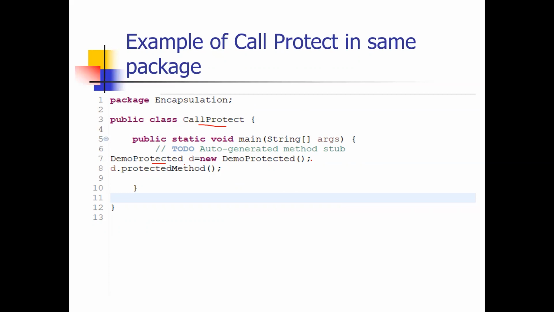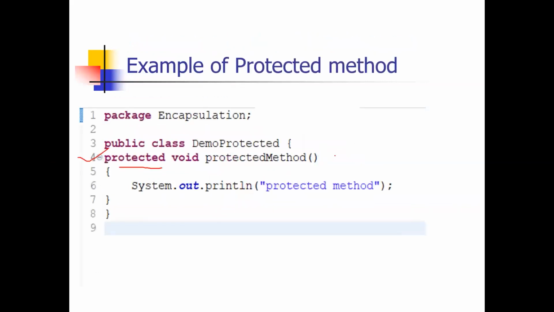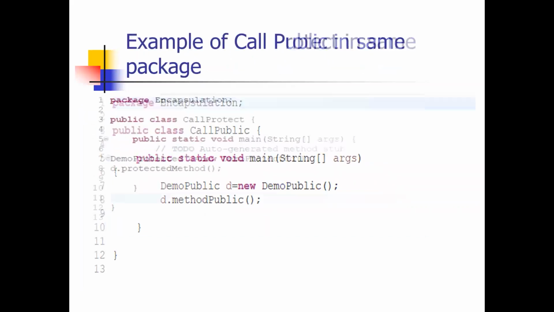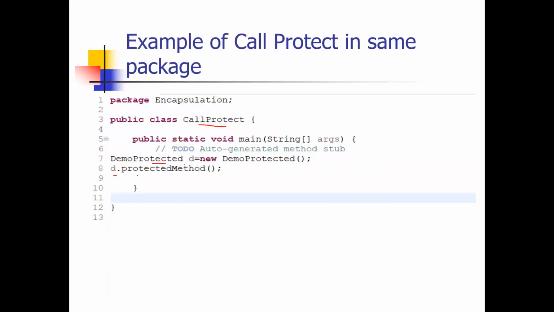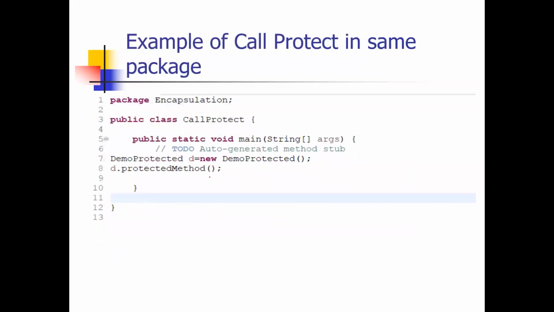Java will understand what D is. D is an object of the demo protected class, so it will jump to the demo protected class. This is the demo protected class. Okay. Now, what we call in demo protected class is the protected method. It will see the protected method, and the code inside the protected method, it will show in the output or in the console.